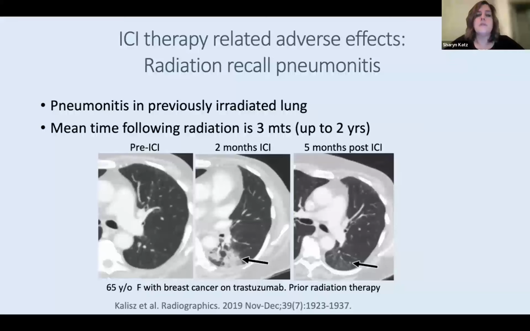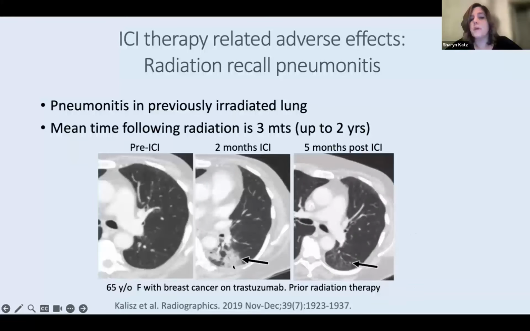This is an example of a patient who was irradiated. I don't think in this case I have the exact timing for this patient, but they were irradiated, previously started therapy, and then 2 months after the start of therapy, there's new consolidation within the treatment zone.